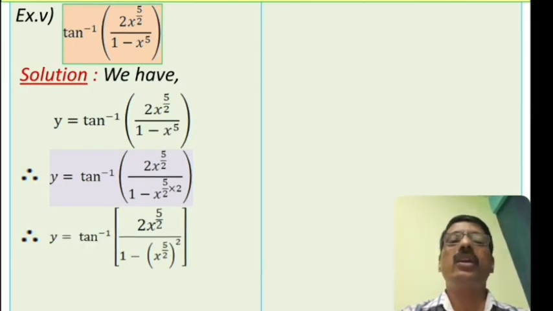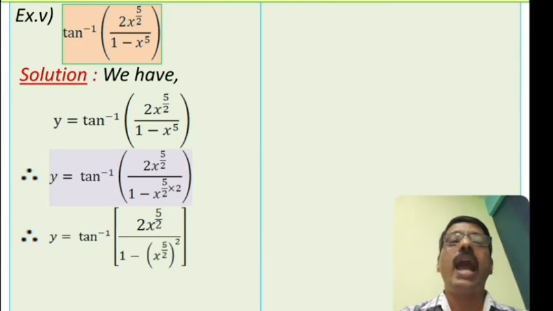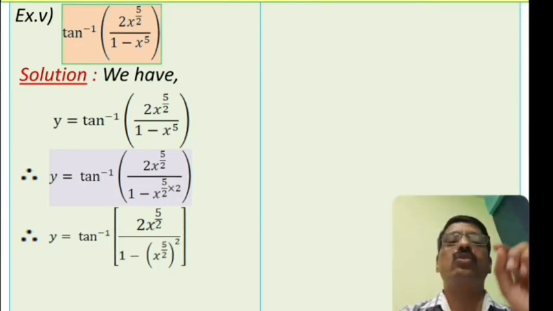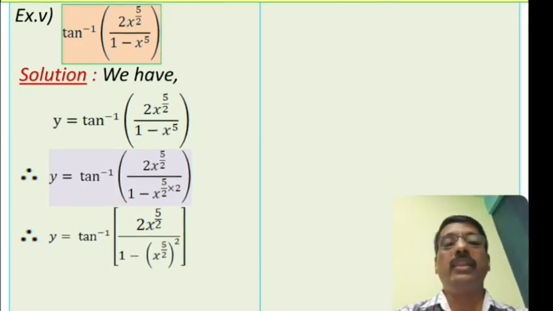Now here we see that in the numerator there is x raised to 5 upon 2 and in the denominator also x raised to 5 upon 2. Then we have to apply the substitution here.